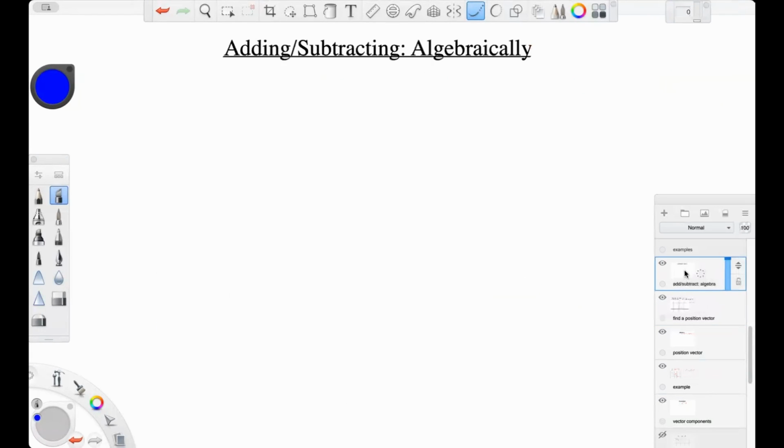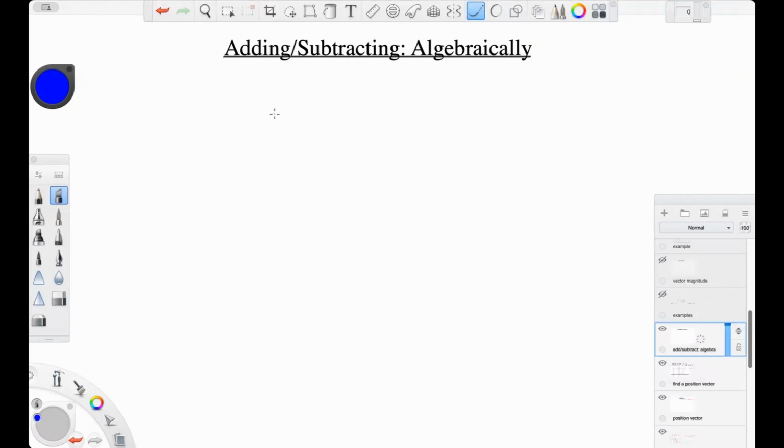Okay, so that's cool looking at all the graph stuff. Let's talk about adding and subtracting vectors algebraically now. If we're adding and subtracting vectors algebraically, we have those i and j components, and what we're going to do with those is we're just going to add the i components together and add the j components together, and that's going to give us our resultant vector.